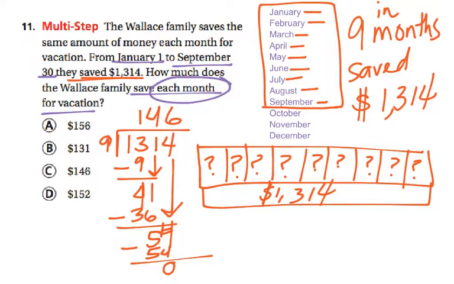I'm able to stop here. I have nothing left over, nothing left to bring down. And I see that they saved a total of $146 each month. And I can select that answer choice. Now notice that this was a multi-step problem because I had to figure out how many months were between January 1st and September 30th.